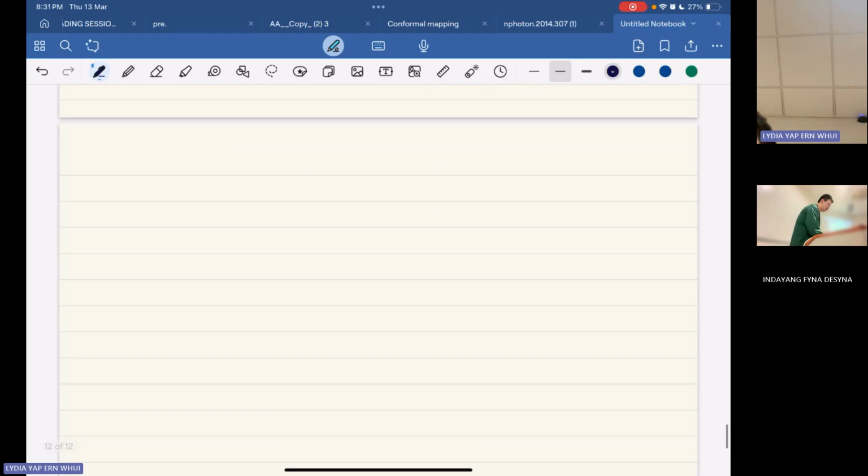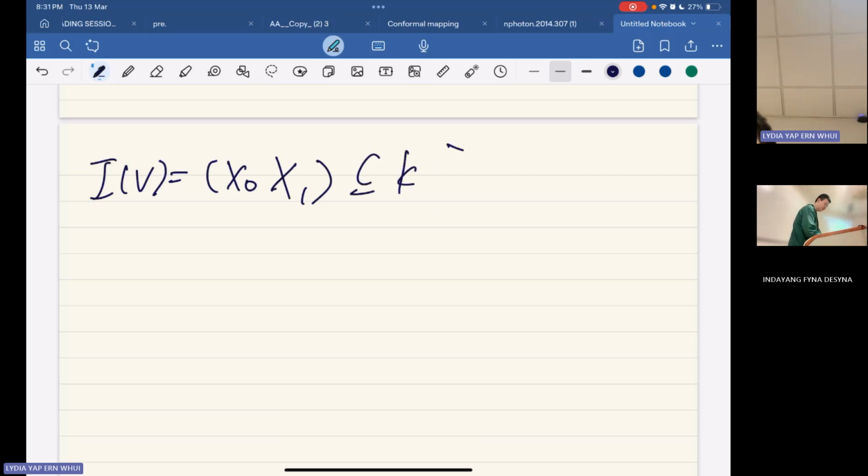Let's consider I(V) is the ideal (x0 x1). Sorry, there's no comma here. This ideal in K[x0, x1, x2]. We can see this is an ideal of a projective variety, right? Because we know that there is also the Nullstellensatz in projective varieties, and it says that a projective variety corresponds to a radical ideal, right? And of course, you can prove that this is a radical ideal.